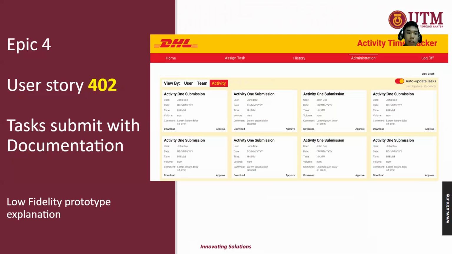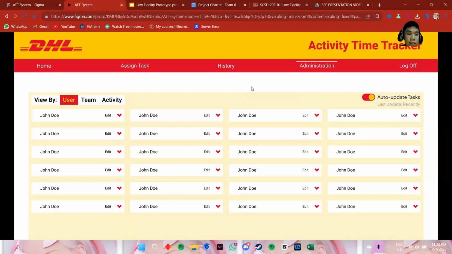And then next for 402, which is the task submit with documentation, we created the activity page for the manager to see the details of the task submitted. And then there's the download button below for the manager to download the whole documentation of the activity for them to see and verify the workflow. So this is the other UI design for the task submitted with documentation.